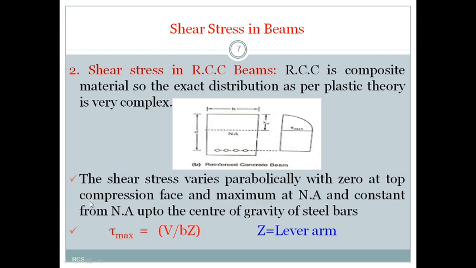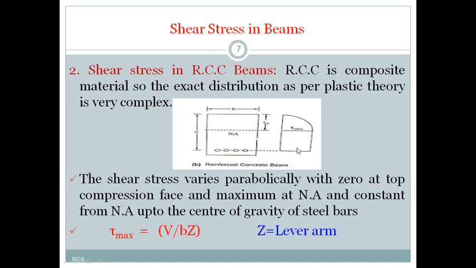But if you observe, the shear stress in this RCC beam varies parabolically, with zero at the top compression face, and maximum at the neutral axis, and constant from the neutral axis to the center of gravity of the steel. Why is it constant in this zone? Because we are not considering concrete here. Here we have another material called steel. Though we have concrete below the neutral axis, in the tension zone, that concrete is considered as cracked concrete, that is, useless concrete.